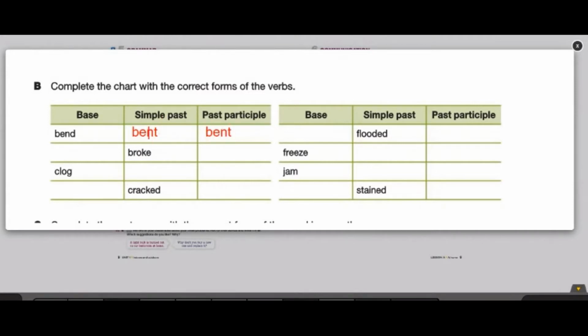In the case of broke, broke is the simple past. What's the base form? Break. And what is the past participle of break? Broken. Broke. Broken. All right, continue with the rest, please. You have 1 minute.